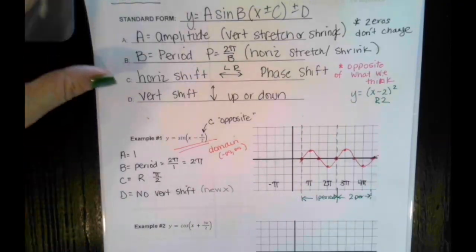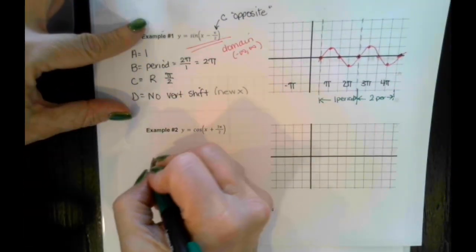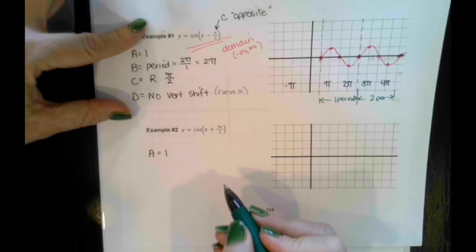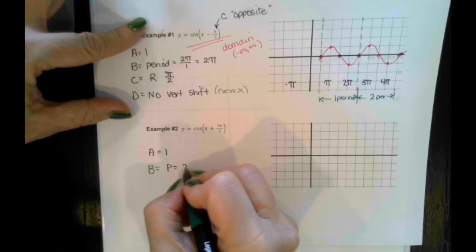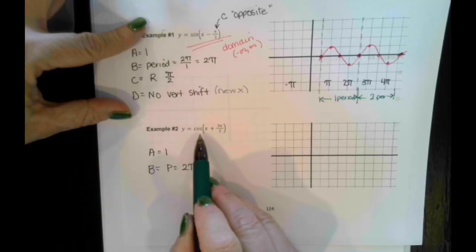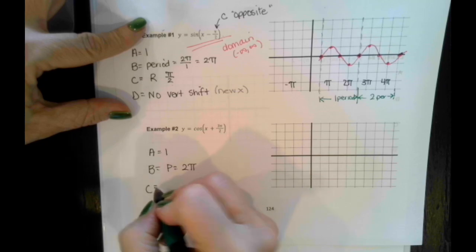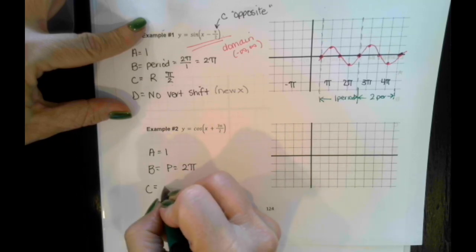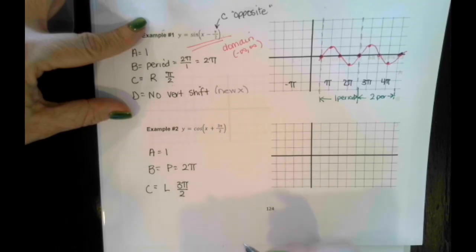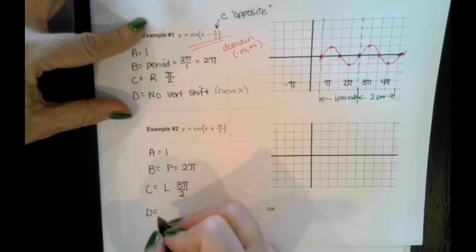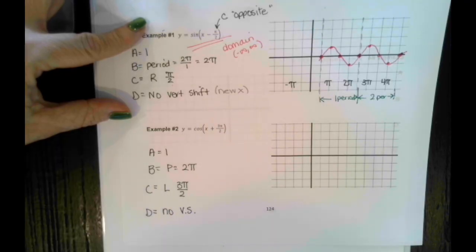Okay, let's go down here and do cosine. So again, I'm going to identify everything that I have. My amplitude here is going to be 1, and my b value is my period, and my period here is going to be 2 pi. I know that because I don't have a b value. My c value is my phase shift, so opposite of what I think, so I'm going to go left by 3 pi over 2. And d is my vertical shift, so I have no vertical shift on this guy.